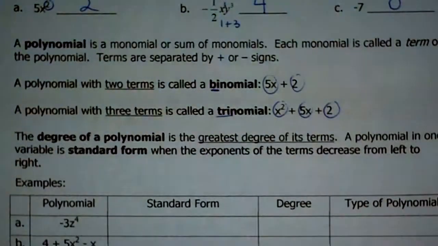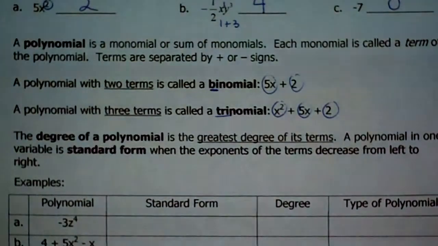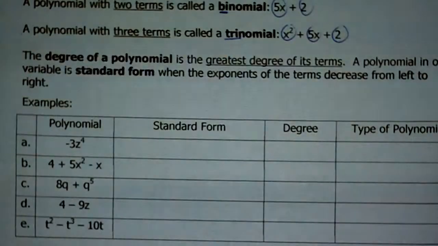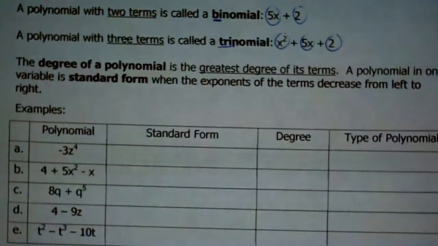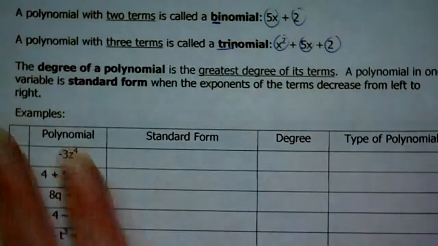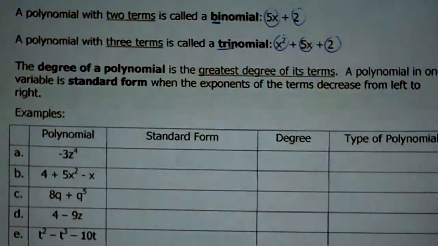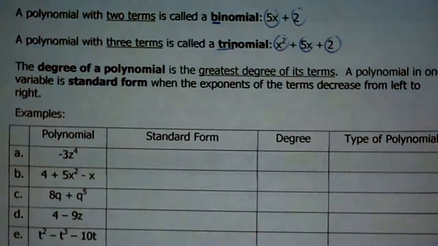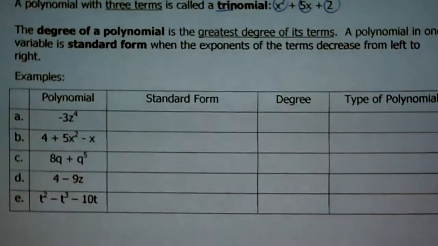All right. Next on our list here is how to write these in standard form. The degree of a polynomial is the greatest degree of its terms. We know that. A polynomial in one variable is in standard form when the exponents of the terms decrease from left to right. A polynomial in one variable just means that I'm not using several variables here. It's just one variable that we use the entire time.